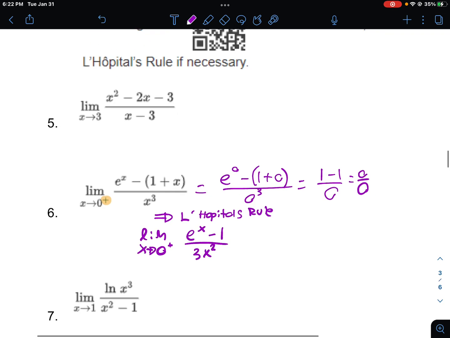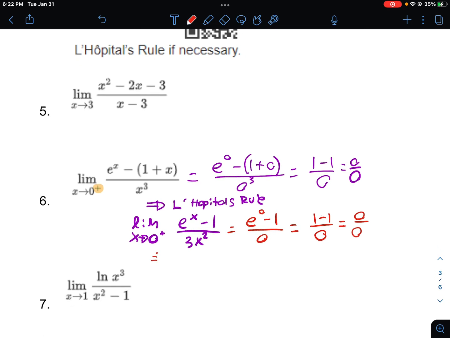We're going to go ahead and try it again. We're going to try to direct substitute into this. We're going to get e to the 0 minus 1 over 0, which is going to give us 1 minus 1 over 0, which is 0 over 0 once again. Because it's indeterminate form, we are going to use L'Hopital's rule once again. We're going to end up with, in this instance, the limit as x approaches 0 from the right of e to the x over 6x.